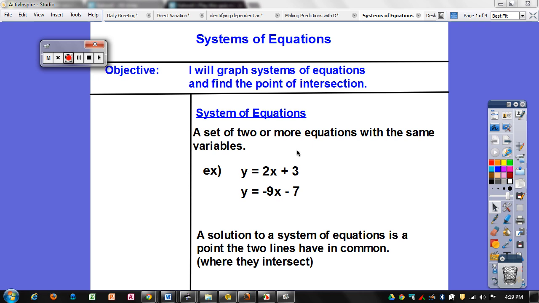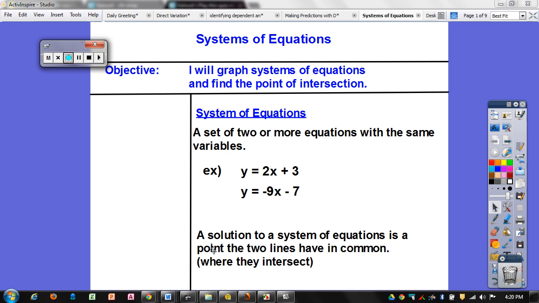Okay, today you will be graphing systems of equations and finding the point of intersection. So a system of equations is when you have a set of two or more equations with the same variables. So right here I have two equations that are in slope-intercept form. They have the same variables, and together they are a system.